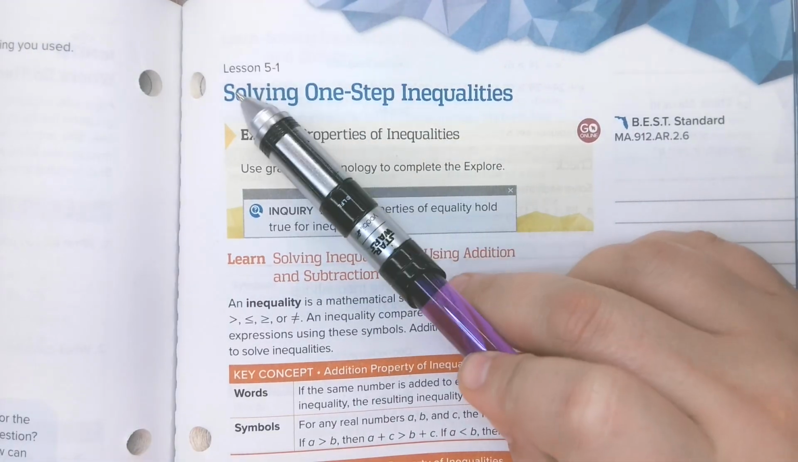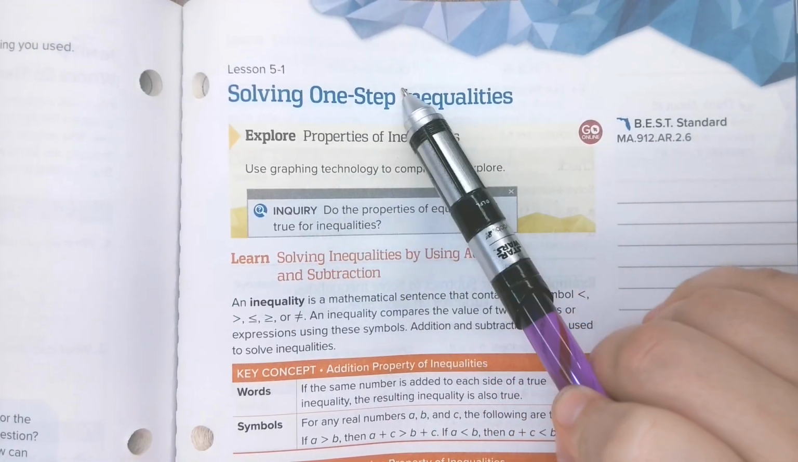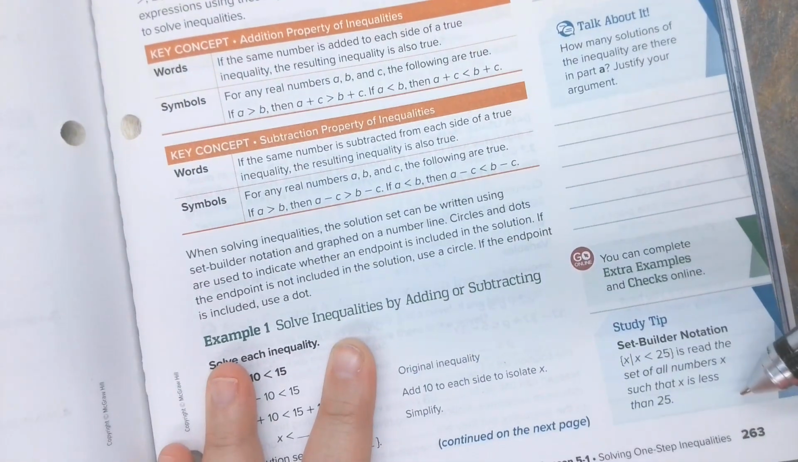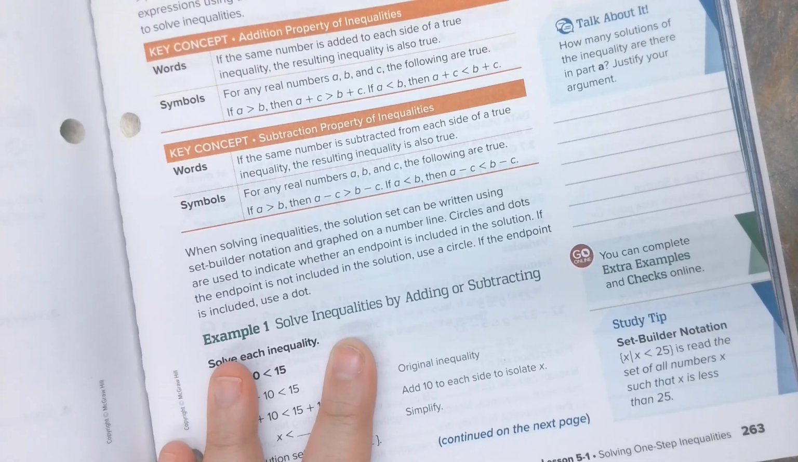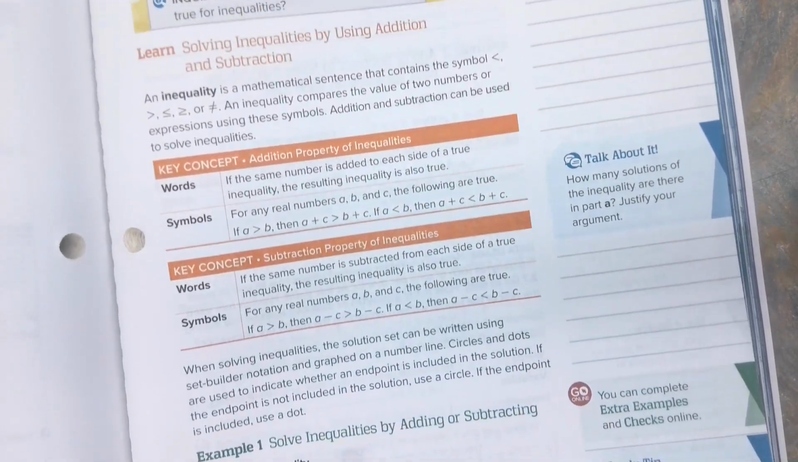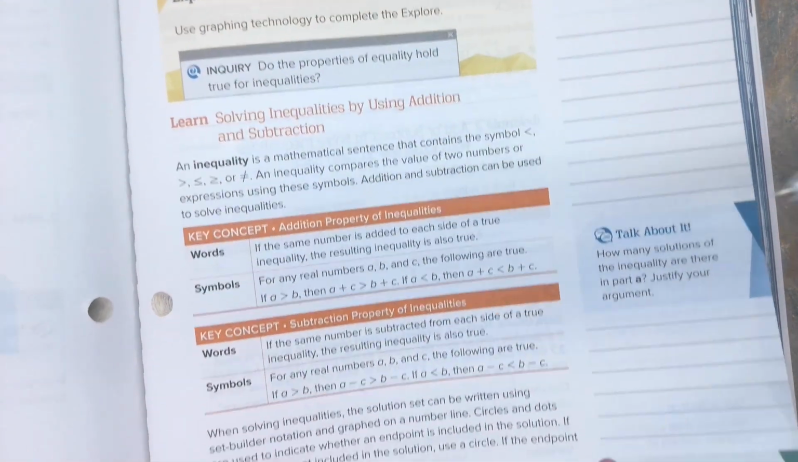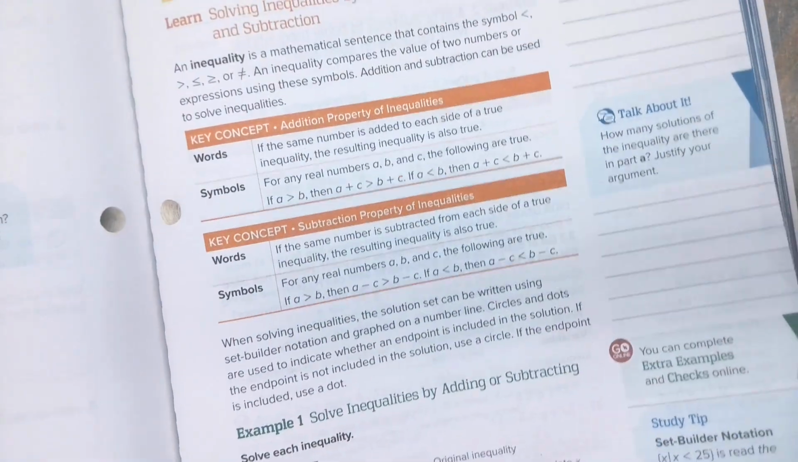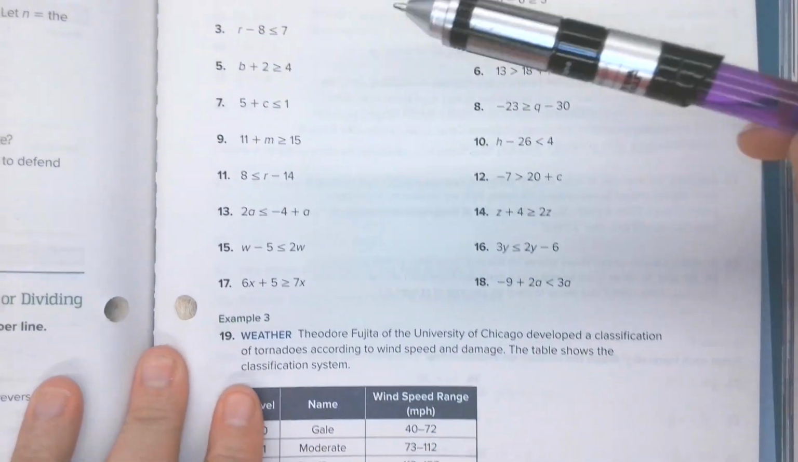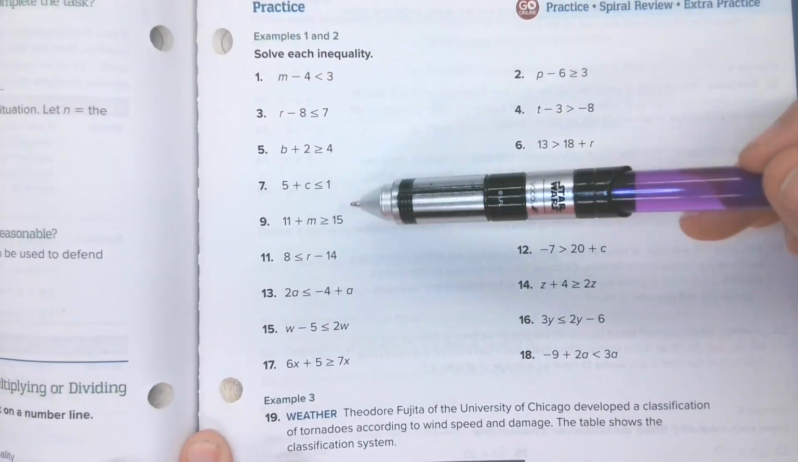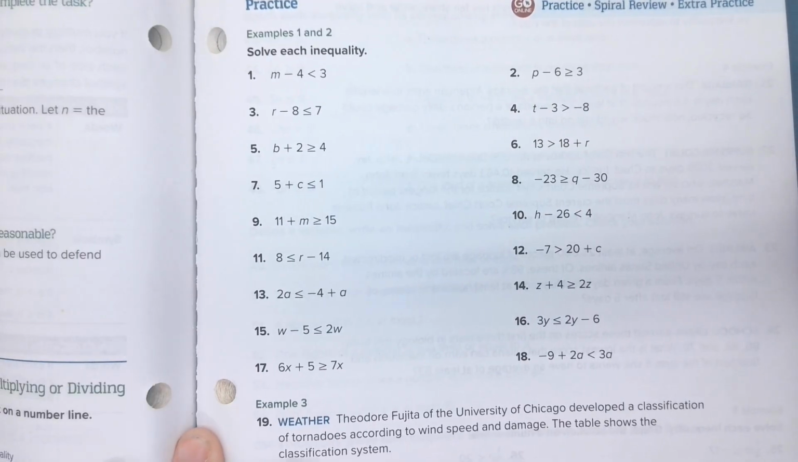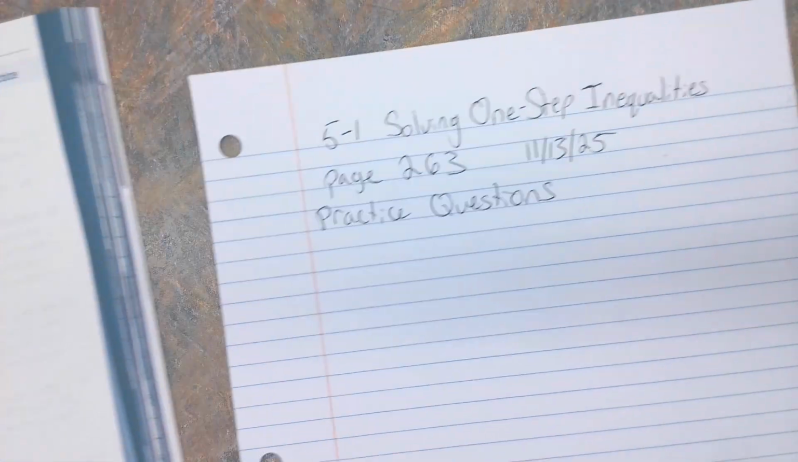So this is lesson 5.1, solving one-step inequalities. It starts on page 263. We did it in class on Thursday 11/13, and I am going to skip over the examples at least this time and go into the example questions, the practice problems that I assigned, and I'm going to work them out.